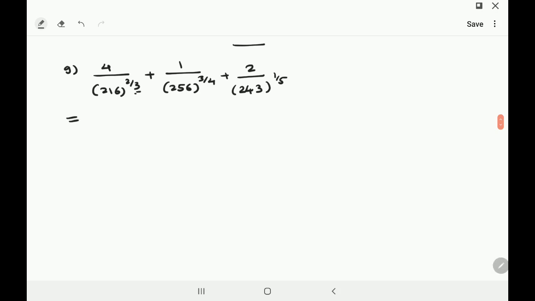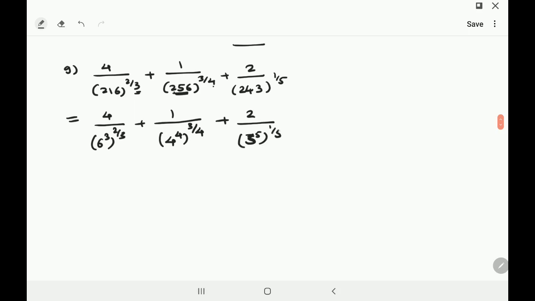First of all, what is the power here? It is 3. What is the fraction? It is 3. So bring 216 as power of 3. 216 is 6 raised to 3. So 4 upon 6 raised to 3 raised to 2 by 3. Bring 256 with power 4. It is 4 there, so it is 4 raised to 4 raised to 3 by 4. 2 upon 243 is 3 raised to 5 raised to 1 by 5. Okay.